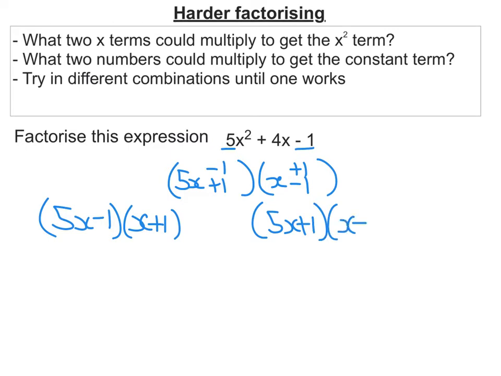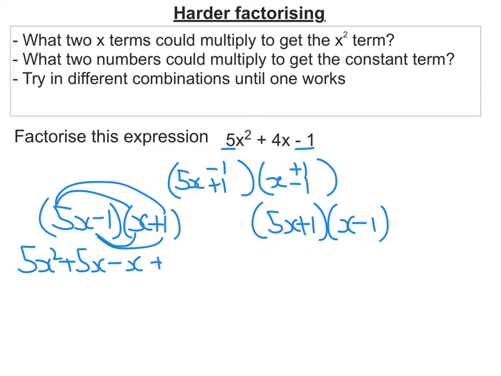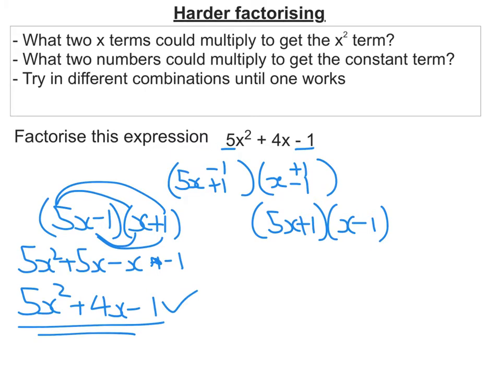So what do I need to do to work out which one's which? Well, let's just multiply them out and see which one gives us the question. Here we're going to have 5x squared plus 5x, take away x, take away 1, and combining the middle terms we get 5x squared plus 4x, take away 1. Well, that's the answer, so that one is what we get.